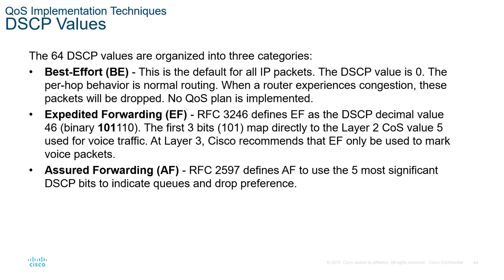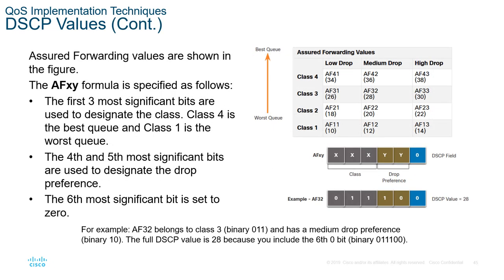There's also assured forwarding, AF, and this will define the use of the 5 most significant DSCP bits to indicate queue instead of drop preferences. So if we're looking at these, here we have our classes, and then we have our drops: low drop, medium drop, and high drop. And we can record them based off of classes and assured forwarding values. So the assured forwarding values are shown in the figure. The AFXY formula is specified as follows.